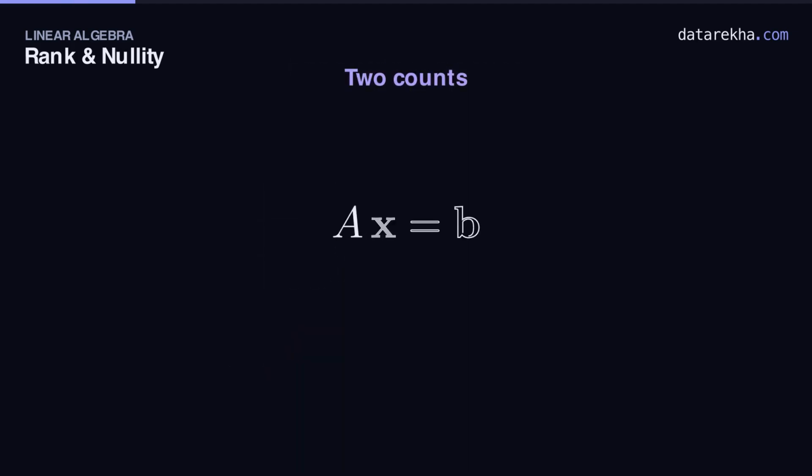Let's fix the setting. A system of equations is just one matrix equation, Ax equals b. The matrix A holds the coefficients, x is the stack of unknowns, and b is the column of constants on the right. Say A has m rows and n columns. Then m counts the equations, and n counts the unknowns, one column for each. Keep that firmly in mind. N, the number of columns, is the star of everything that follows.